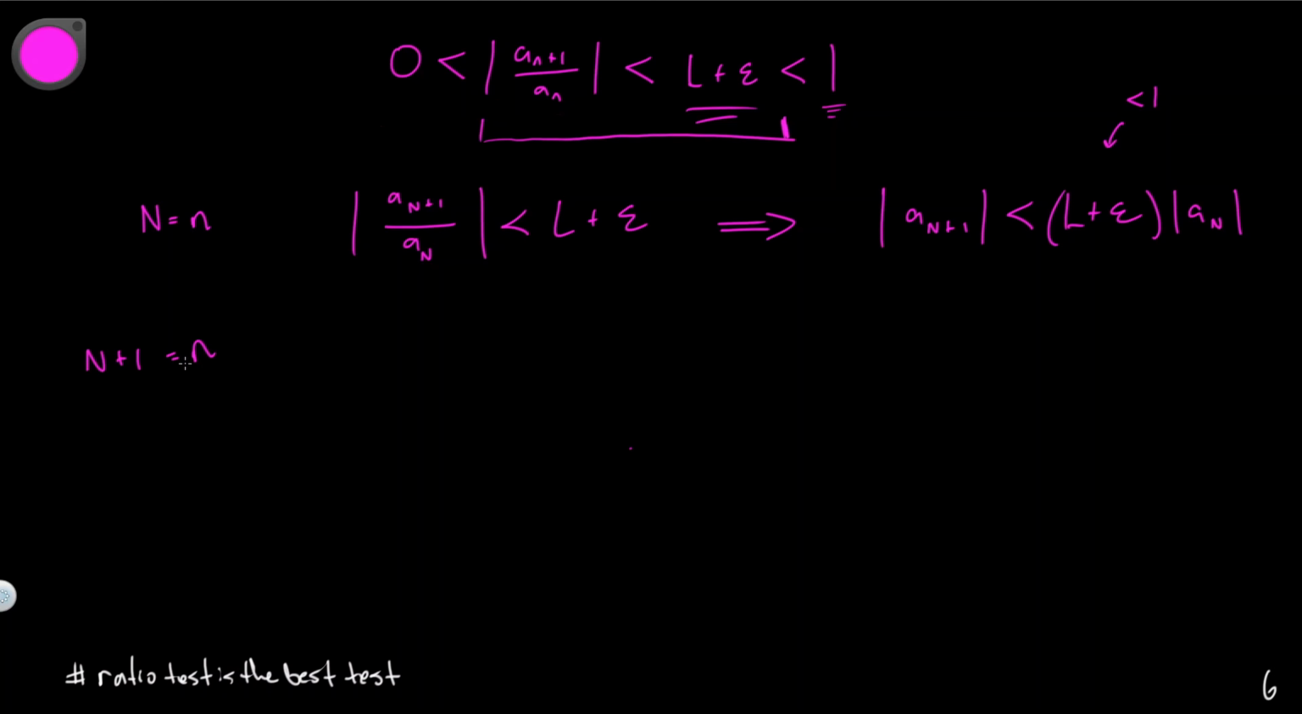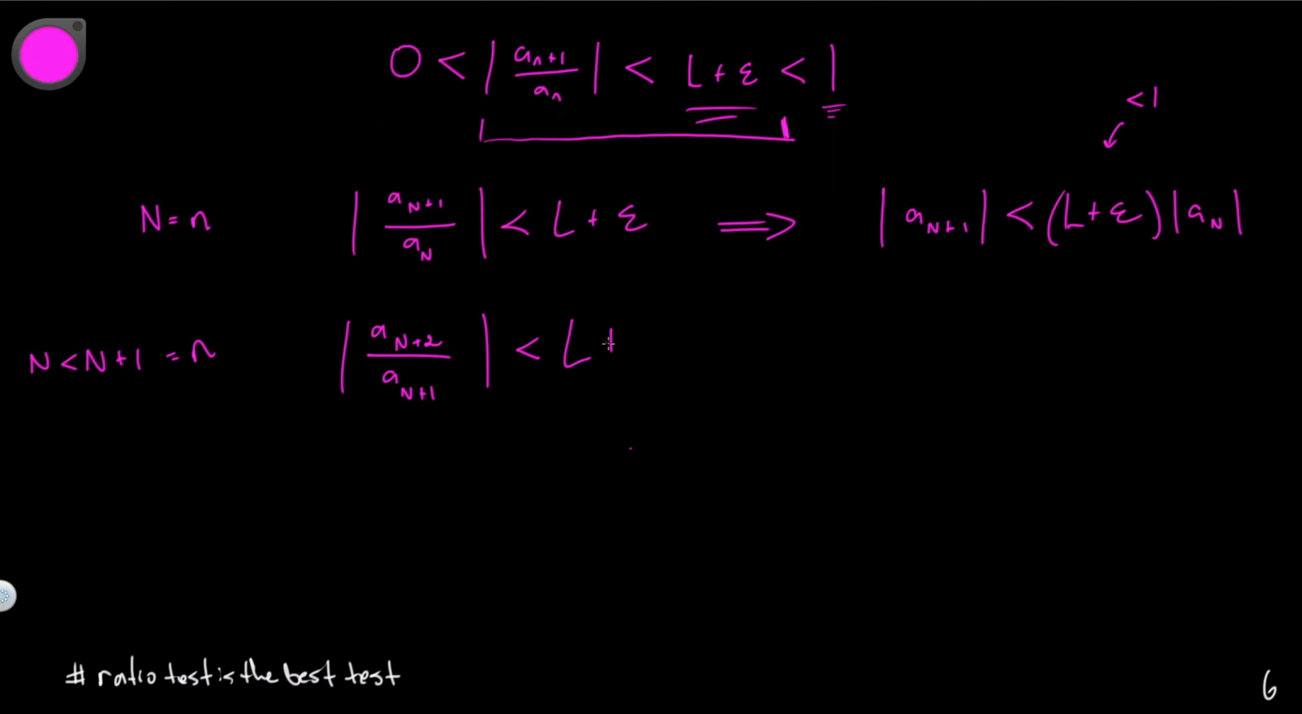All right, now let's let n be equal to N plus 1. For any n, small n, greater than N, so this is, in fact, greater than N. We're going to let n equal that. The inequality is true. So a sub N plus 2 over a sub N plus 1.